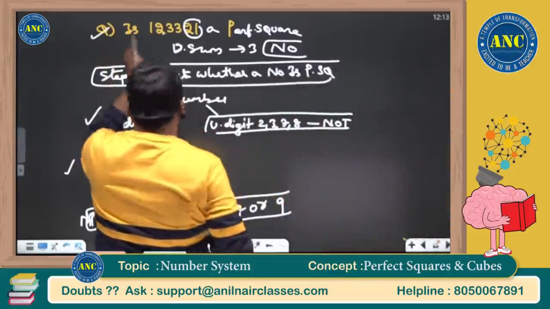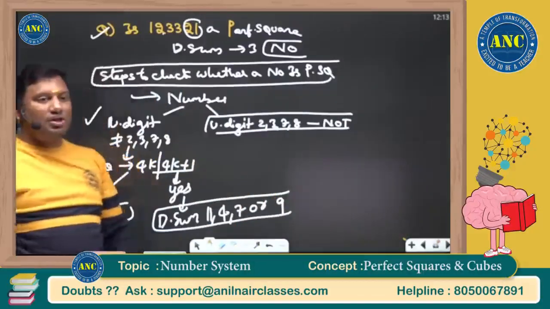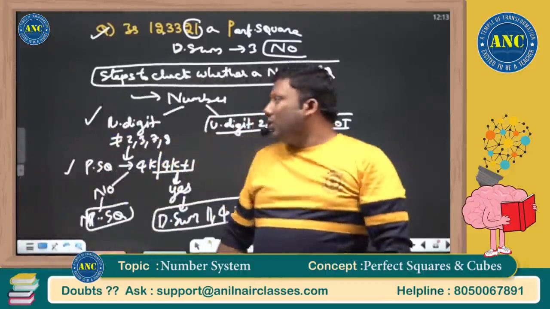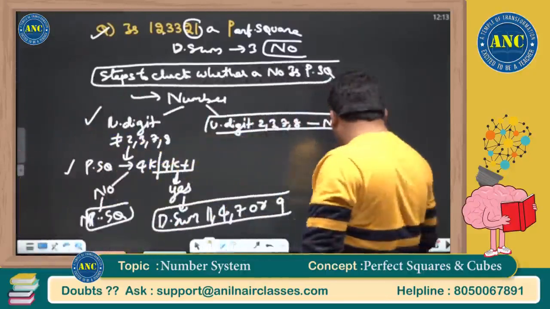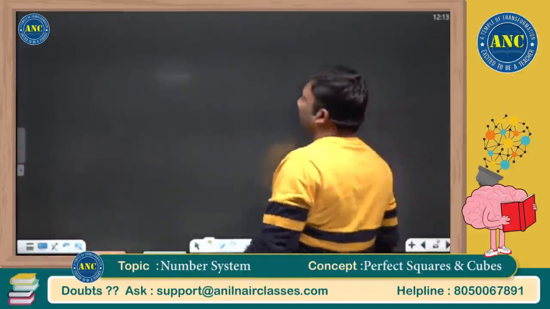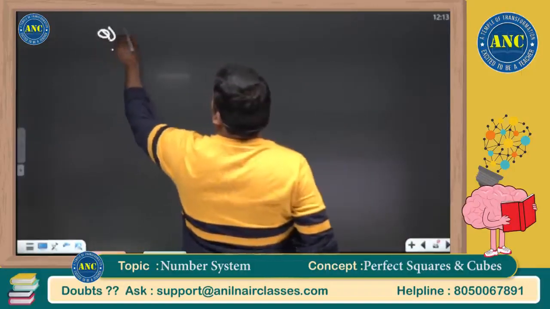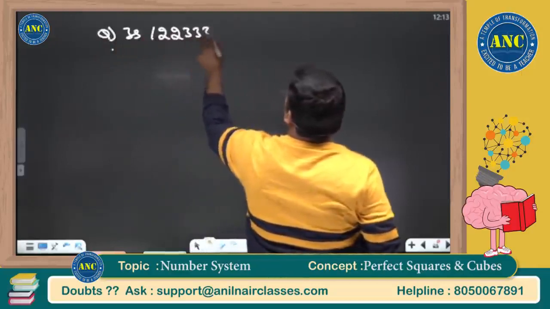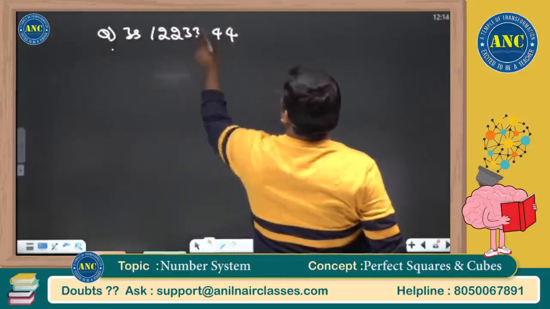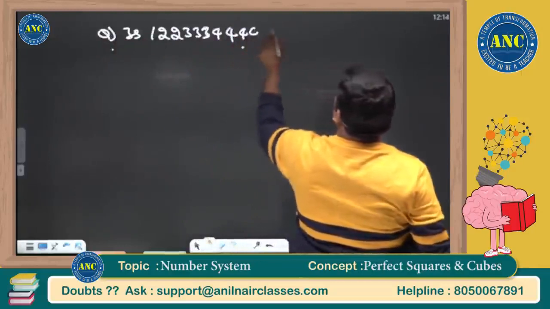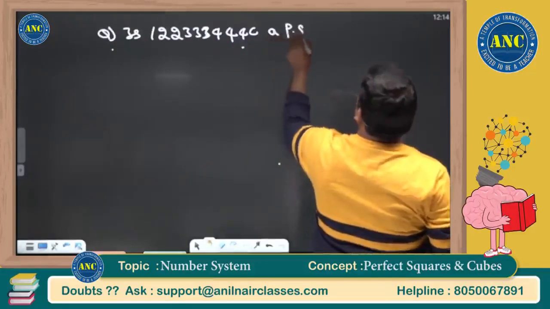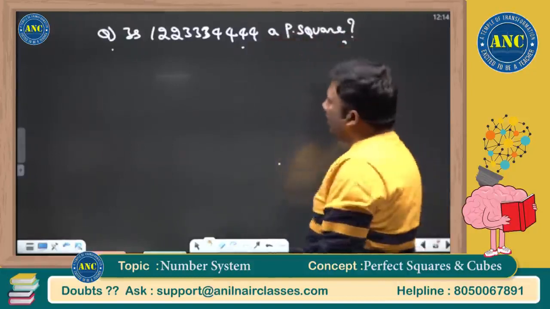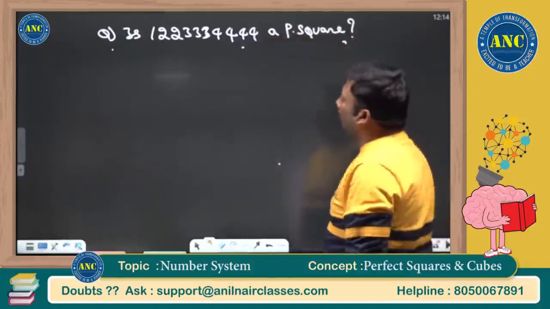Answer for this question is no. I hope the idea is clear. Next one, second question. We will solve 3 questions. Is 122 333 44444 a perfect square?